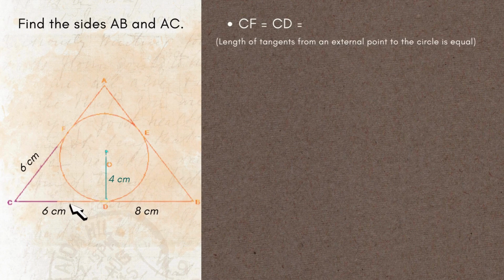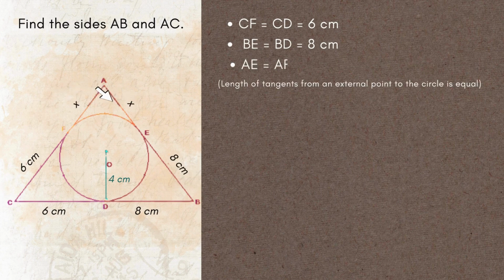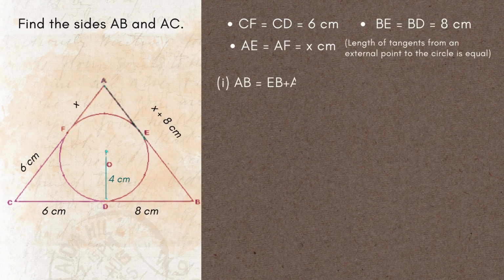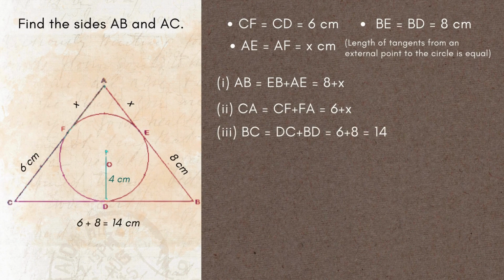Now CF is equal to CD, which is equal to 6 cm, because lengths of tangents from an external point to the circle are equal. Similarly, BE is equal to BD, which is equal to 8 centimeters. Let's suppose AE is x centimeters, so AF would also be x centimeters. Now AB would be 8 plus x, CA would be 6 plus x, and BC would be equal to 6 plus 8.